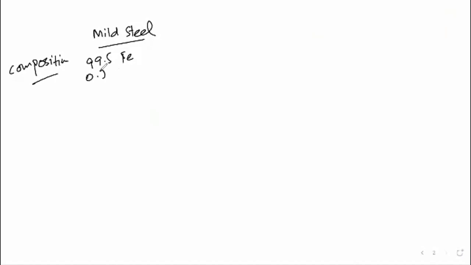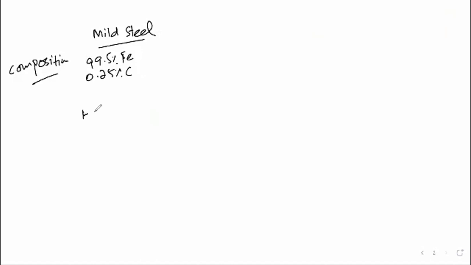Actually, we have four types of steels. The first is called mild steel. If we talk about its composition, it contains 99.5% iron and 0.25% carbon. Is it clear? This is called mild steel.